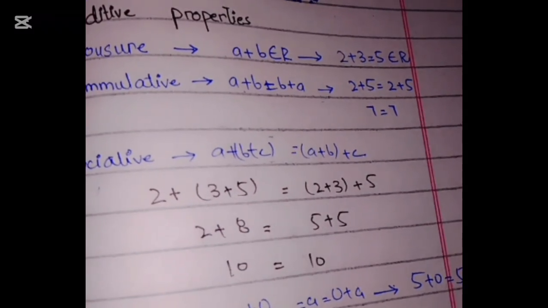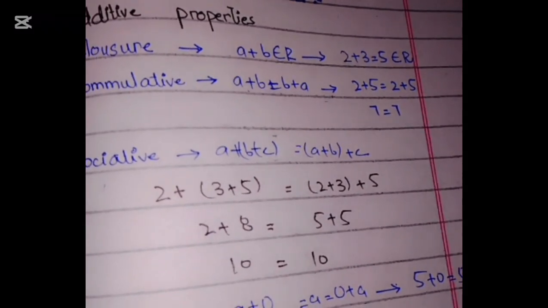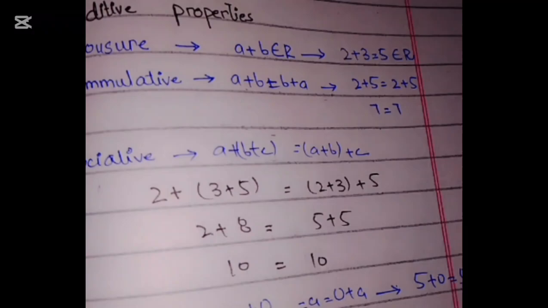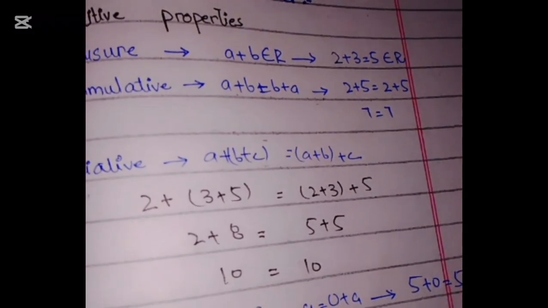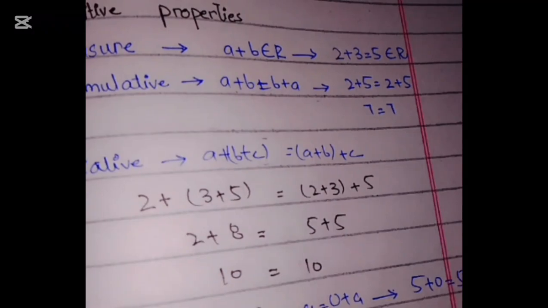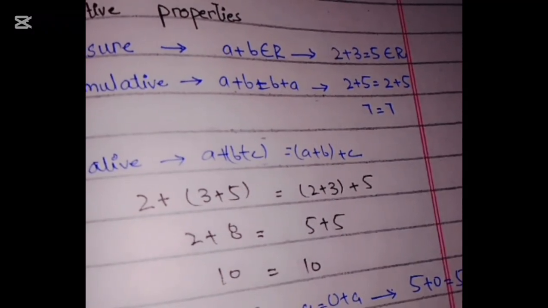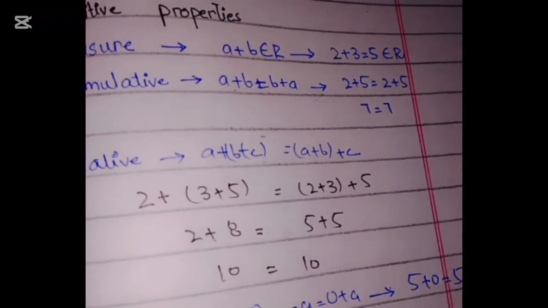So let's move on to the commutative property. In the commutative property we have two elements on the right hand side and two elements on the left hand side. We add both elements and we get the same answer. The left hand side is equal to the right hand side.